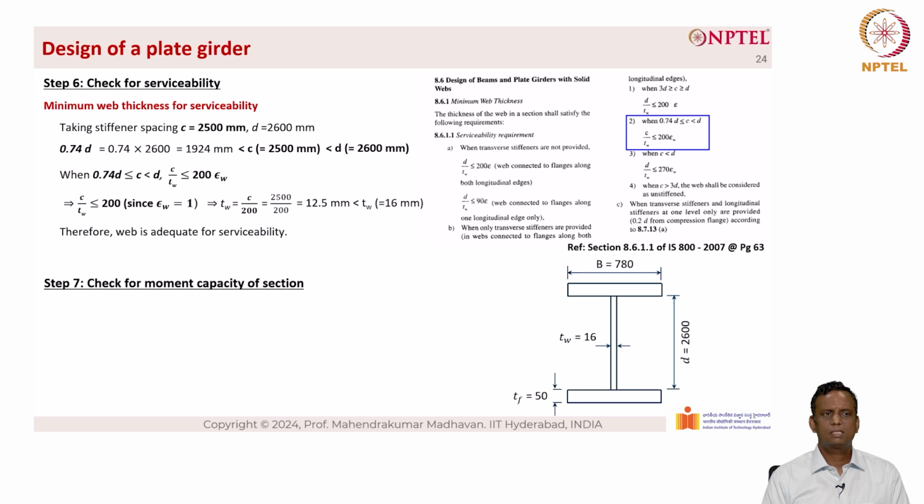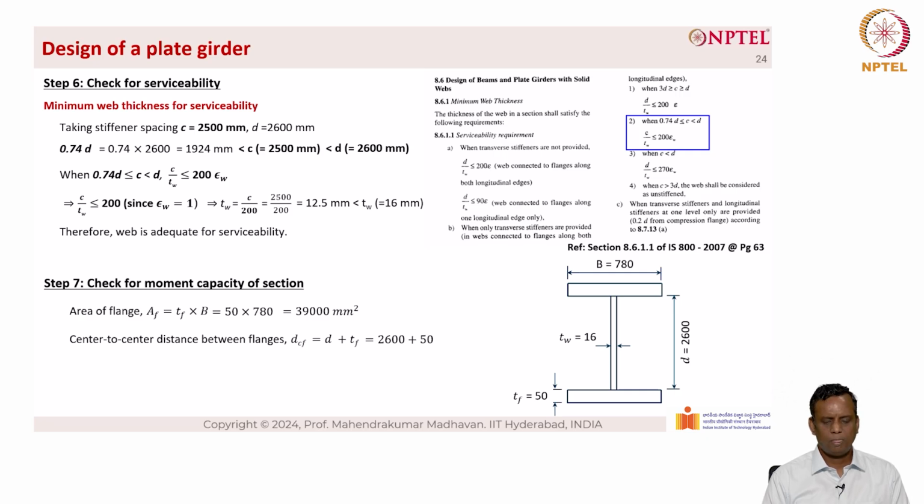Now let's look at step 7, which is check for moment capacity of the section. The area of the flanges A_f equal to t_f into B, which is equal to 50 into 780, which is equal to 3900 mm². The center to center distance between the flanges d_cf equal to d plus t_w, which is 50% of the flange at the top and 50% of the flange at the bottom. So we have 2650 as the center to center distance between the flanges.